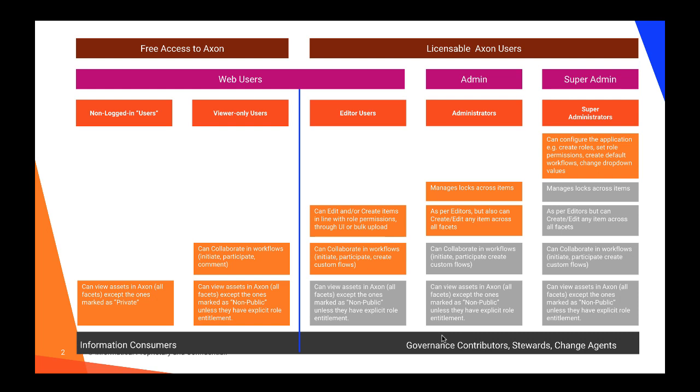So there's a lot of config you can do within Axon itself to make it resonate with the audience you're looking to connect with. So you can change drop-downs, you can change stakeholder roles, as I mentioned, to use the language of your organization so that it's familiar. And that's, again, a super admin role.